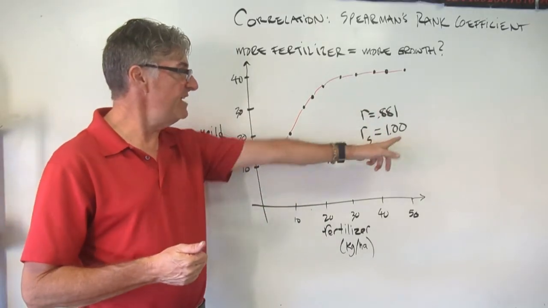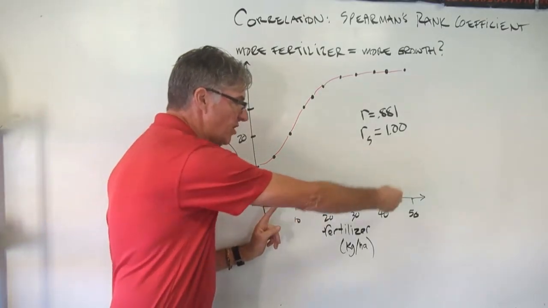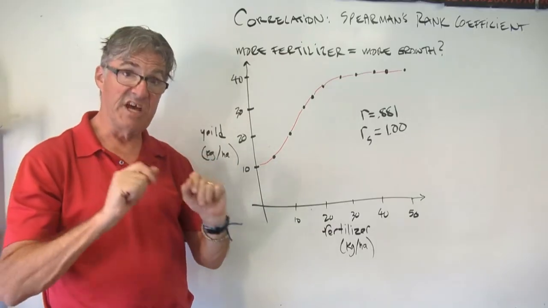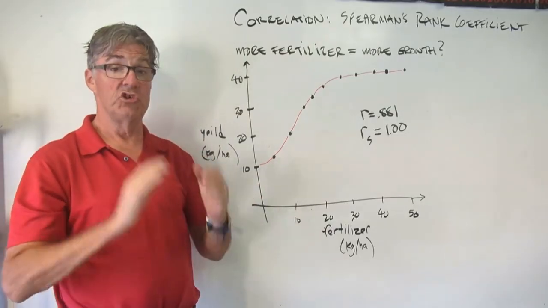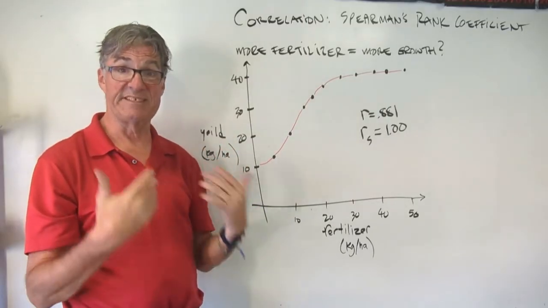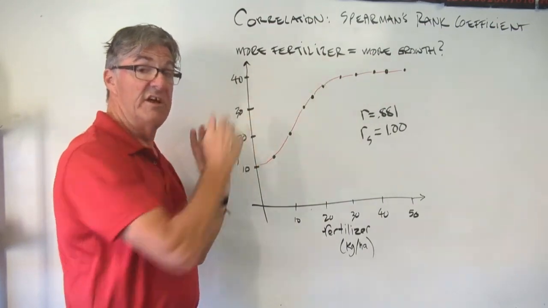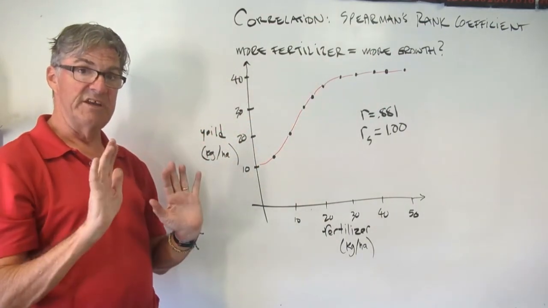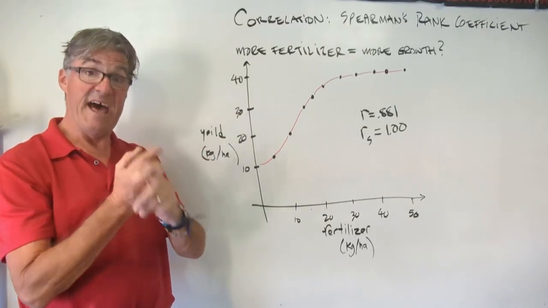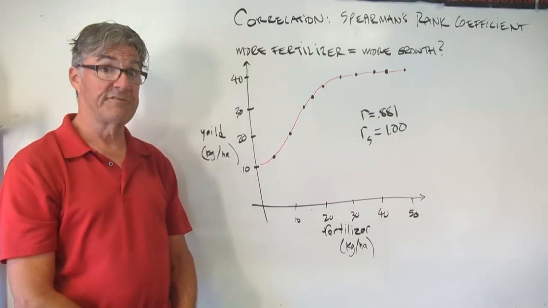Now, the R sub S is 1.0 because every time you increase the fertilizer, you get an increase in yield. There's not a time where that doesn't happen. All of our data points show more fertilizer means more yield. So the ranks are the same. That's what you noticed in that last table. We had our ranks going across the same. So to summarize, R is for linear relationships. R sub S is for relationships that are not linear, but that make curves on the graph.